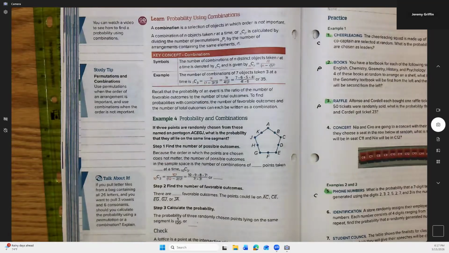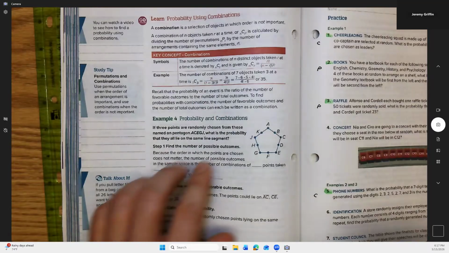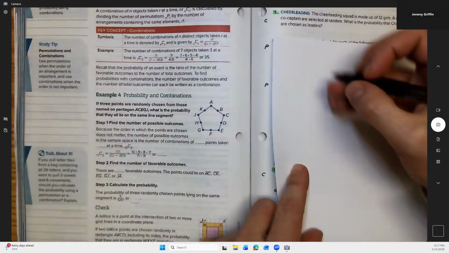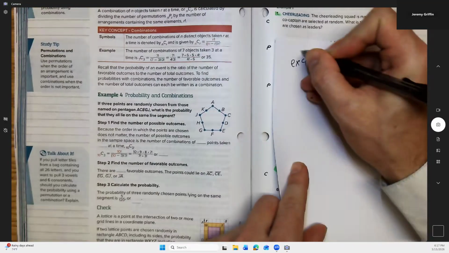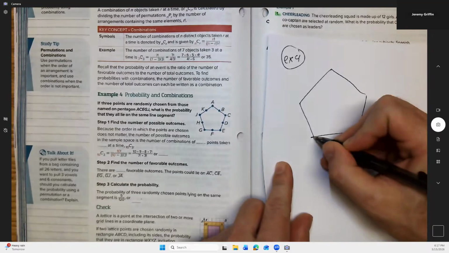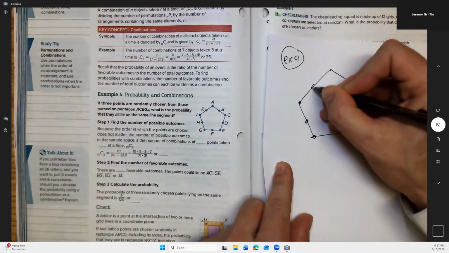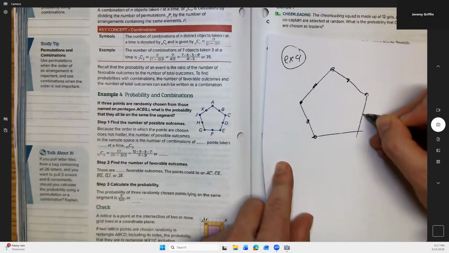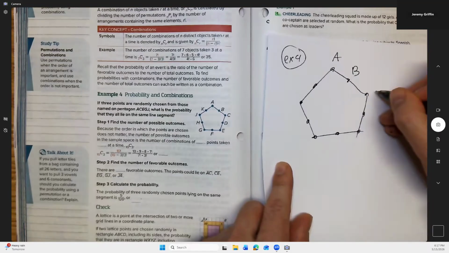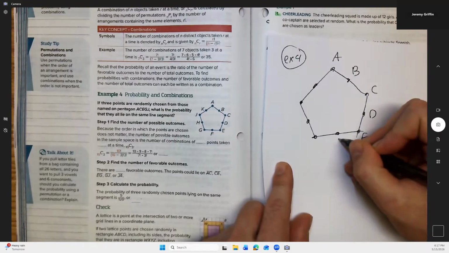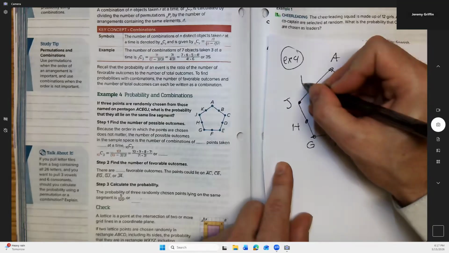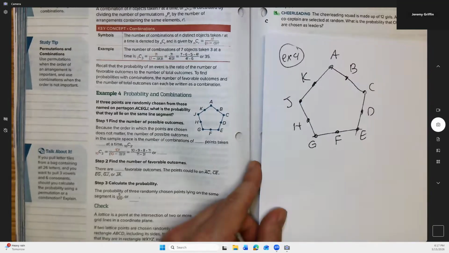It's a bit more exciting here. We got example 4, probability with combinations. They give you this pentagon shape here. I'm going to draw it bigger so it looks better on the camera. Got this pentagon with all these dots on it. They're labeled A, B, C, D, E, F, G, H, J, and K.